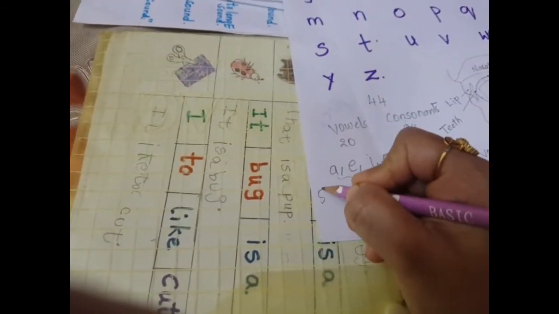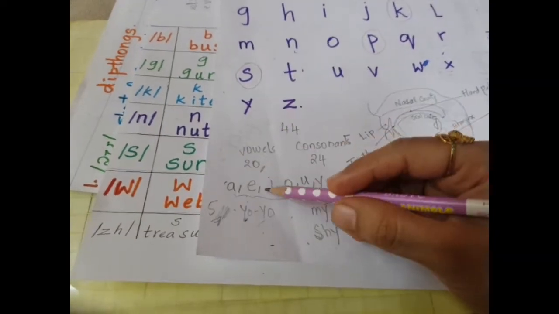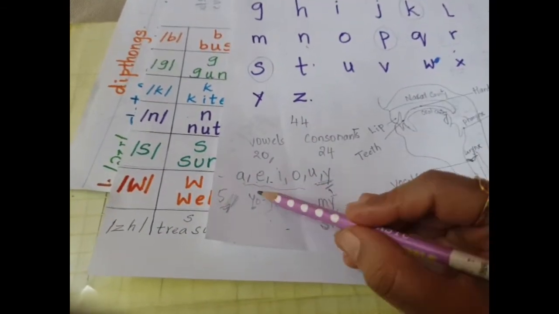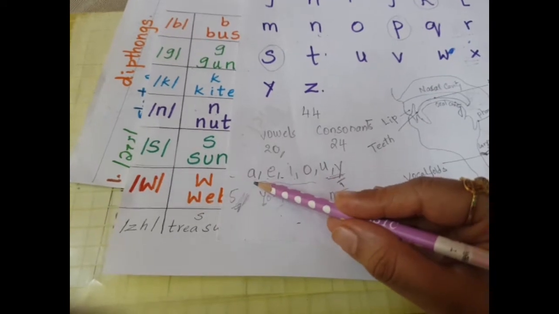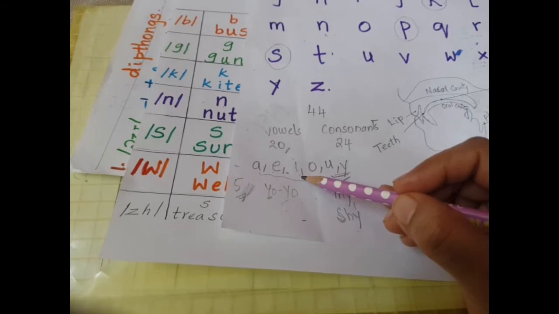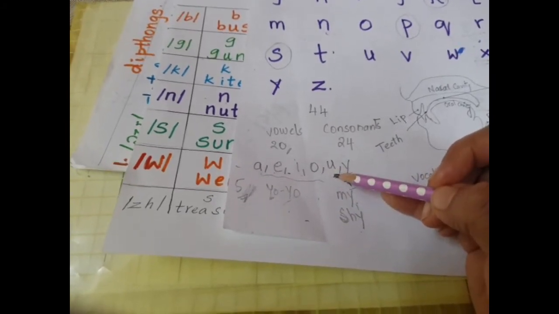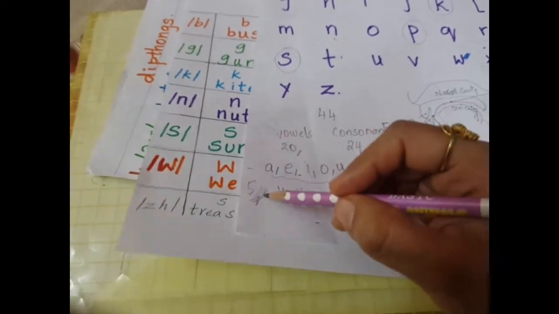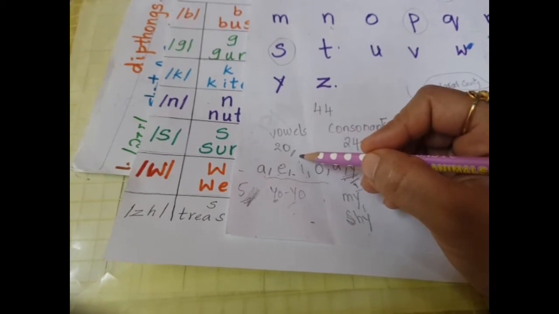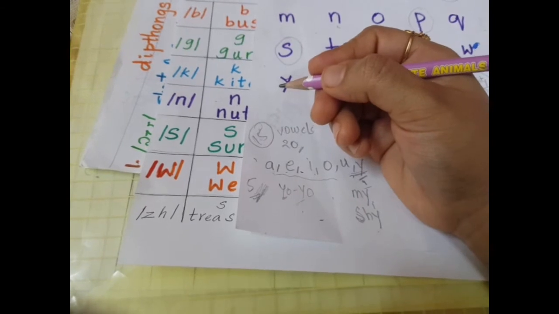We have learned the 5 short sounds of the vowels. Your child is aware of the short vowel sounds: the sound of A, the sound of E, the sound of I, the sound of O, and the sound of U. So they know these 5 vowel sounds. But in English, we have 20 vowel sounds, so there are still 15 vowel sounds that need to be explained.